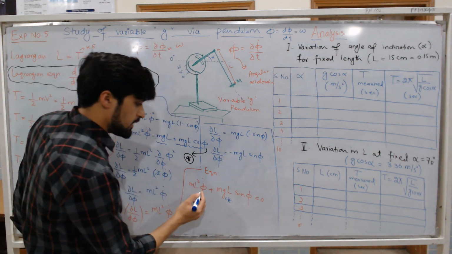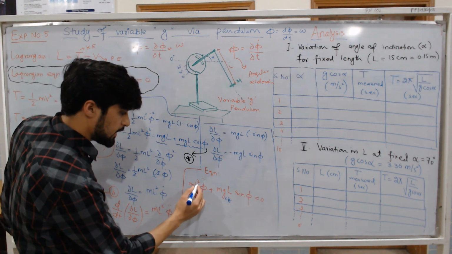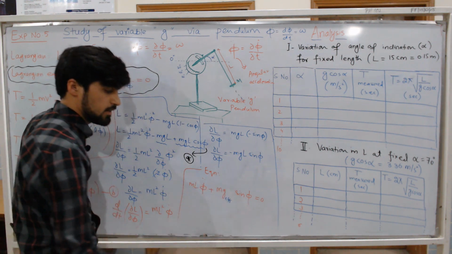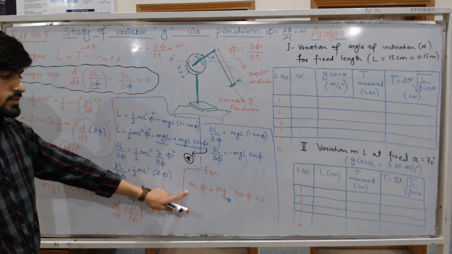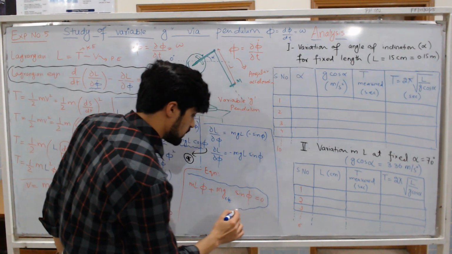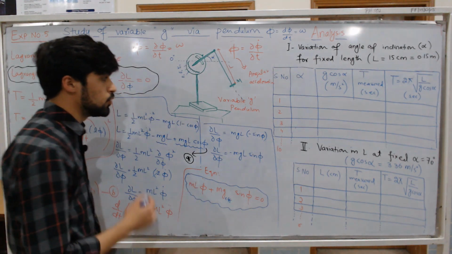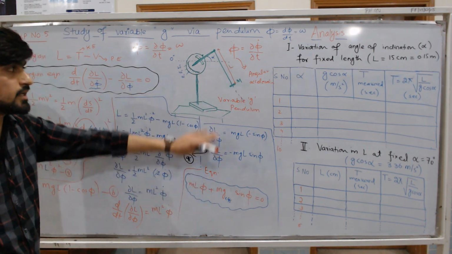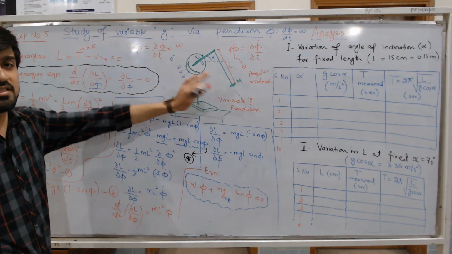You can take the L common. So if you take the L common and divide both sides, I will remove this L from here. So this is exactly the same equation as in your manual. This is exactly the same equation in your manual, and it represents the motion of this pendulum. This is actually representing the motion for this variable g pendulum.